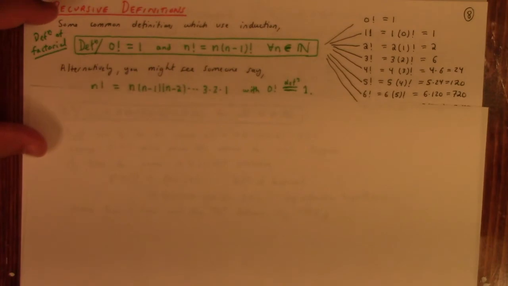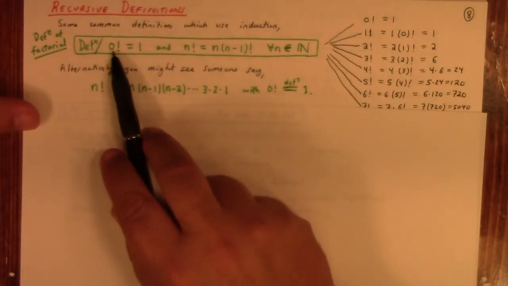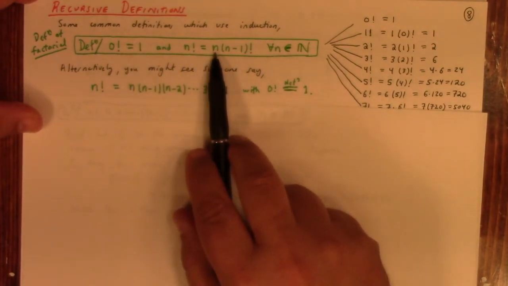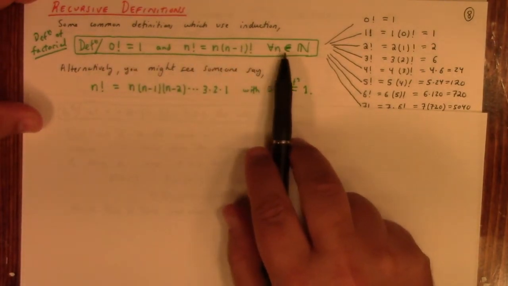The other important idea, one of many important ideas here, is that induction is closely related to the idea of recursive definition. So a couple of things we run into a lot involve recursive definition. Well, one of them is the factorial, right? So the definition of factorial is that 0 factorial is 1, and that n factorial is equal to n times n minus 1 factorial for all n in the natural numbers.